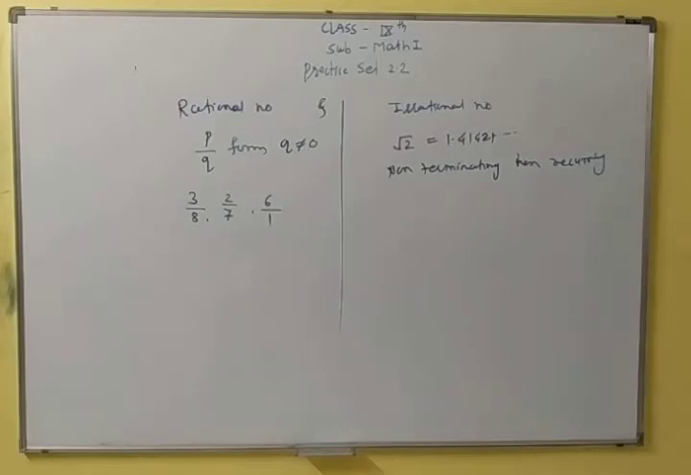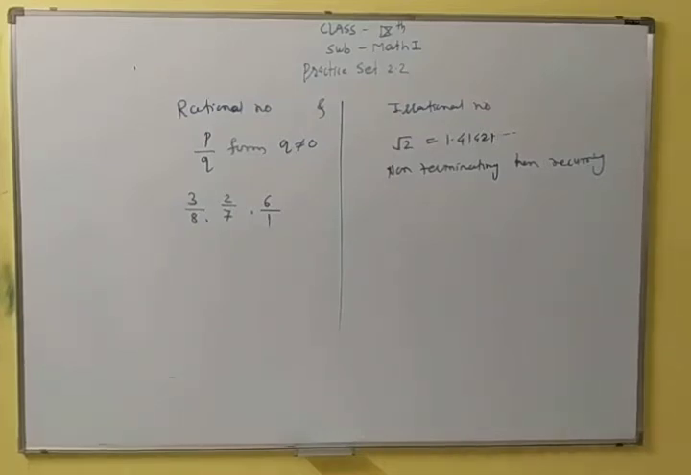Root 2, root 3, all are irrational numbers. Then, how to represent irrational numbers on the number line? Then properties of irrational numbers. Addition or subtraction of a rational number with an irrational number is an irrational number. Multiplication or division of a non-zero rational number with an irrational number is also an irrational number. Addition, subtraction, multiplication and division of two irrational numbers can be either rational or irrational.